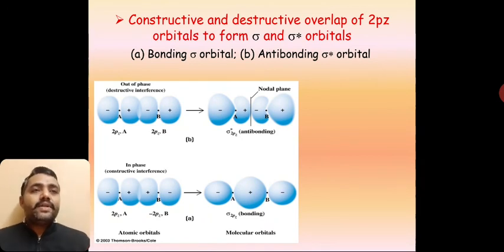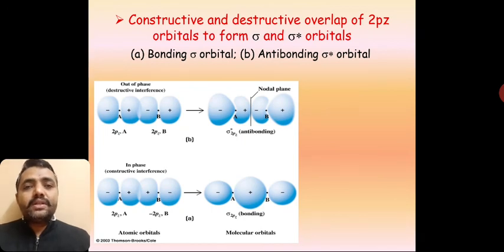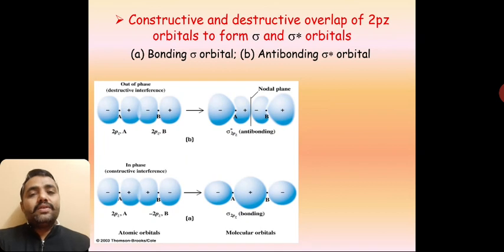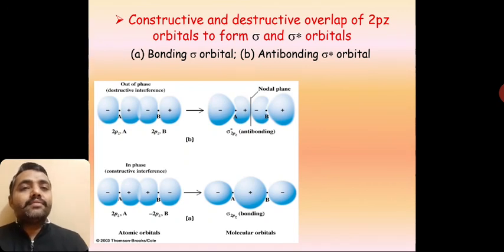Constructive and destructive interference means the overlap of 2pz orbitals forms one sigma and one sigma star orbital: sigma 2pz is the bonding sigma orbital and sigma star 2pz is the antibonding sigma star orbital. In the same phase it is sigma 2pz; out of phase, it is formed as sigma star 2pz. You can understand it. This is very important for molecular orbital energy level diagrams.